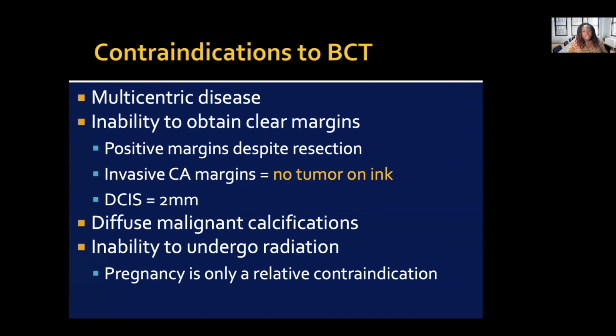Contraindications to breast conservation therapy: multicentric disease. Multicentric is two or more lesions in different quadrants of the breast, versus multifocal, which is two or more lesions in the same quadrant of the breast. An inability to obtain clear margins despite resection, so that's no tumor on ink for invasive carcinoma, and 2 millimeters for DCIS. Diffuse malignant calcification, and an inability to undergo radiation, such as pregnancy. This is a relative contraindication.